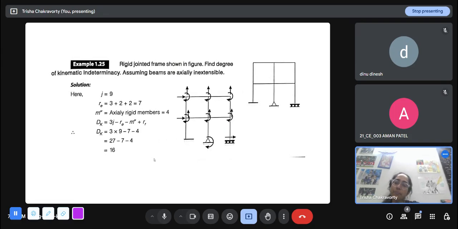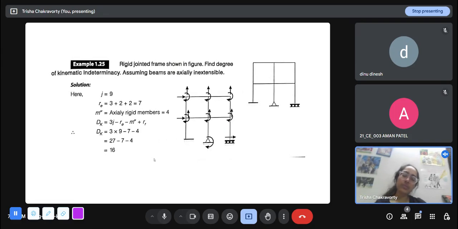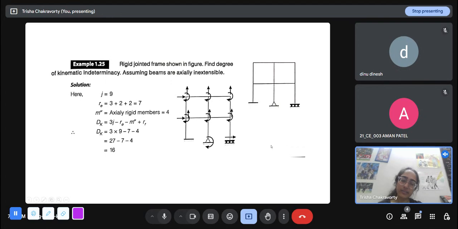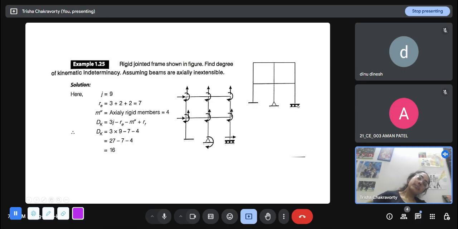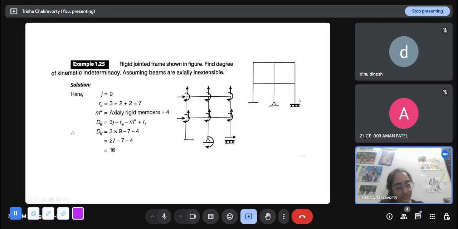Rigid jointed frame. This problem I think we have already looked at the static indeterminacy for. Let's look at the kinematic indeterminacy. Joints is 1, 2, 3, 4, 5, 6, 7, 8, 9, and RE is 3 from this fixed support, 2 from this hinge support, and 2 from this kind of support, which is a roller support with three wheels, so it allows horizontal displacement, but it restrains vertical displacement and also restrains the rotation.